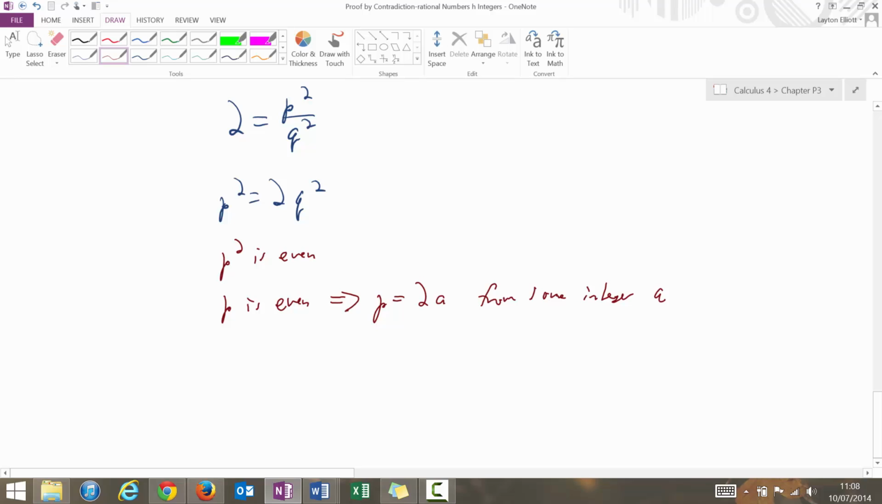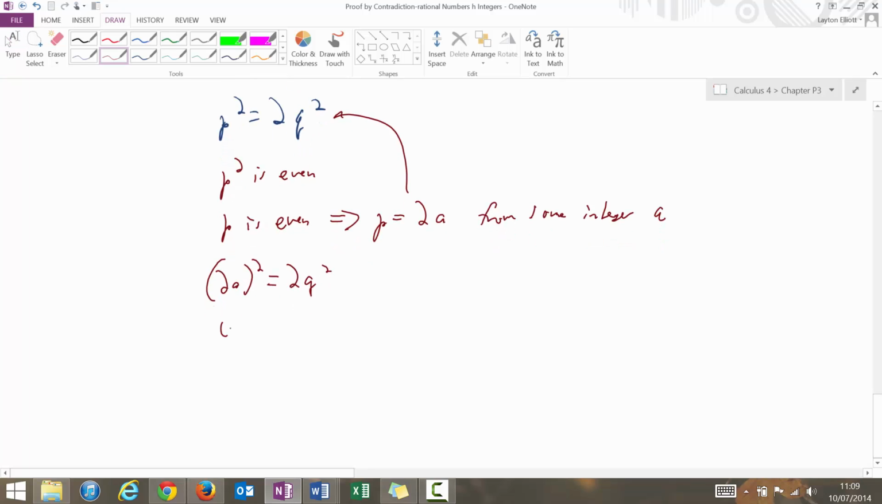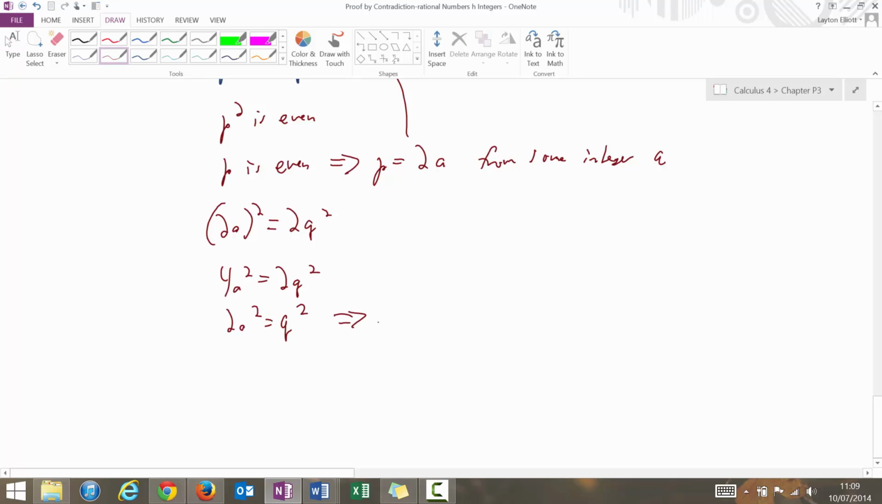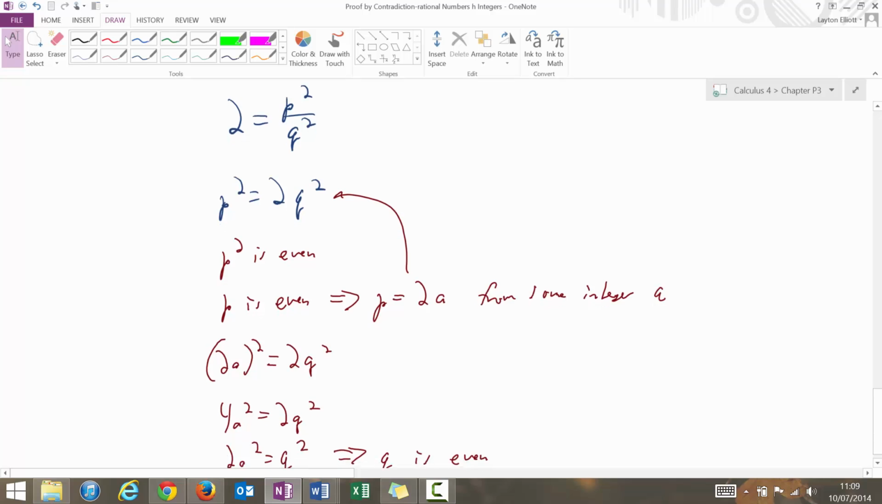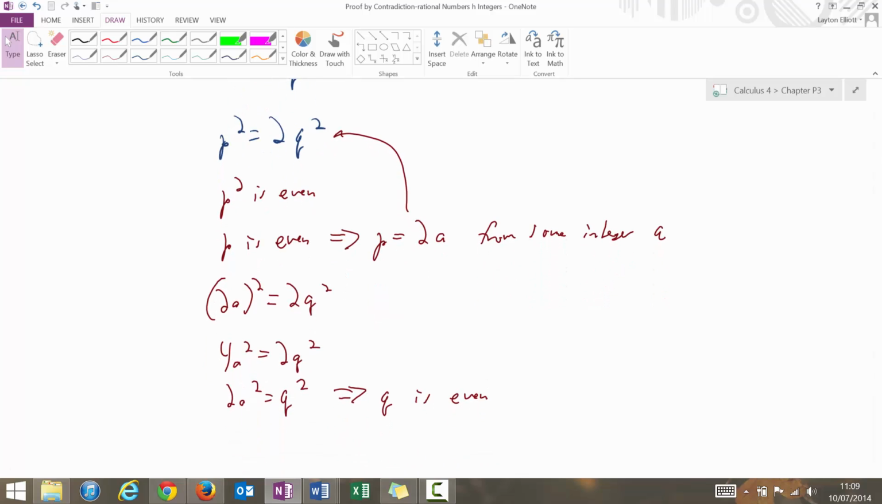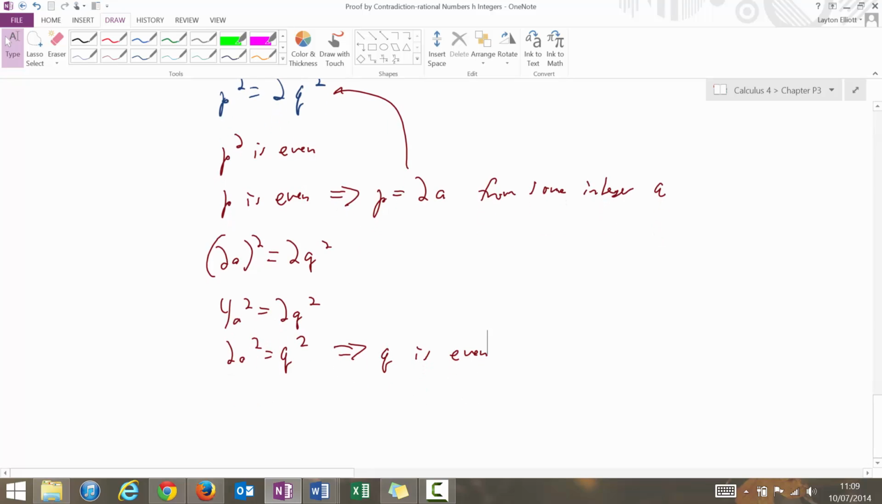And if I do a substitution right here, I get 2a squared is equal to 2q squared, or 4a squared is equal to 2q squared, or 2a squared is equal to q squared. And then by the same logic that we used up above, q is even. So all this comes from the fact that we can clearly say that p is even and q is even. We can do this by just a simple analysis. If p is even and q is even, then p and q are not relatively prime.